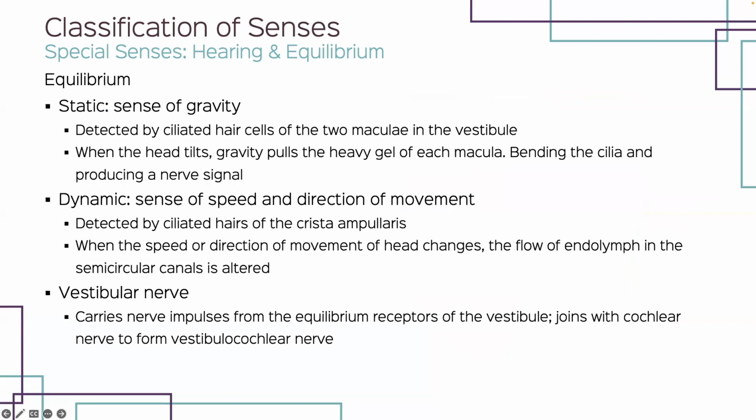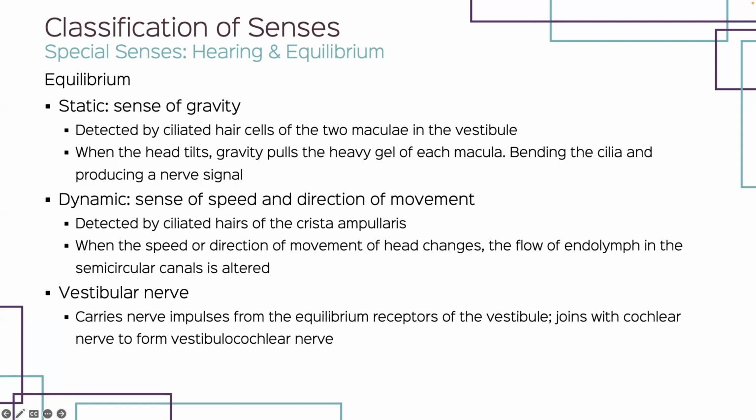So the mechanoreceptors for our sense of balance are going to be located in the sac-like vestibule and the 3 semicircular canals of the inner ear. Within the vestibule are going to be 2 structures, each made up of a patch of sensory hairs that are coated with a thick glob of heavy gel. Each of these structures is called a macula.